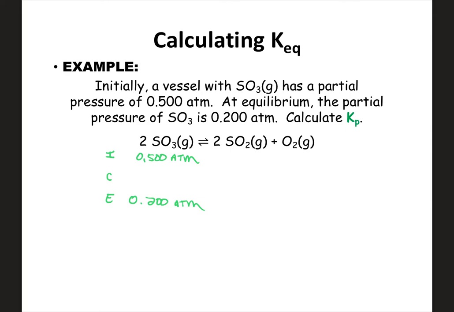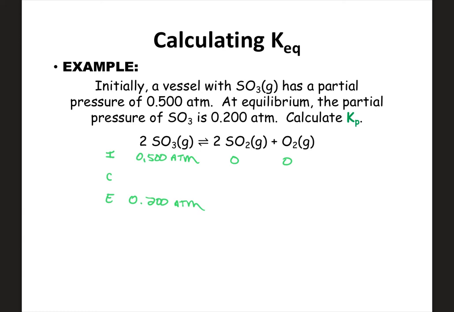So I have to fill in what I know here now. I know that because the SO3 is my reactant, initially I don't have any of my products. They didn't tell me we have any products forming. There are no products here. But because I know the initial and the equilibrium here for the SO3, I can determine the change.